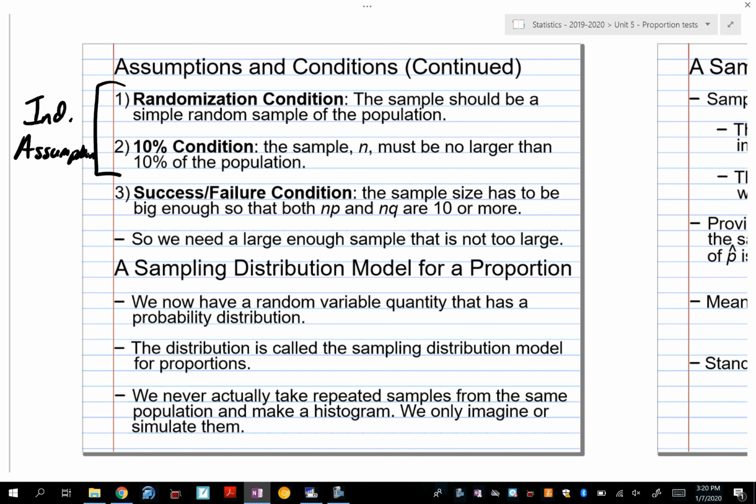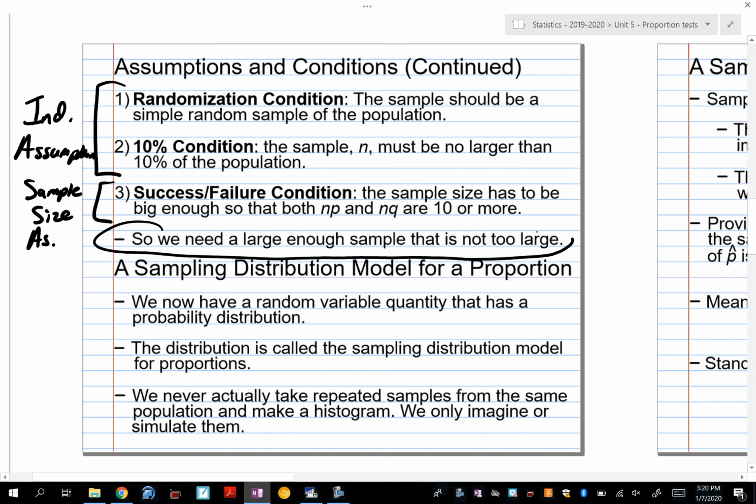And then the success failure condition is for the sample size assumption. There will be some work to do for that one as well. I'm pretty sure we already did that one in this class, the success failure condition, n times p, n times q. We've used that before, so that's coming back. I always think of this statement as the Goldilocks statement. We need a sample that's large enough, but not too large, just right. No Goldilocks, we don't know that story? The Three Little Bears.